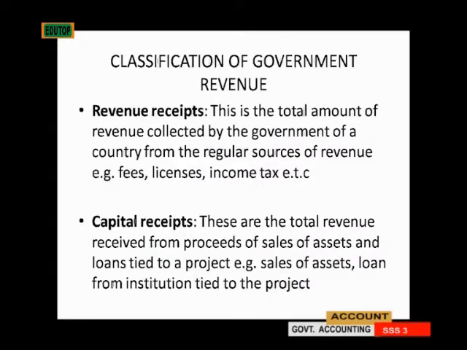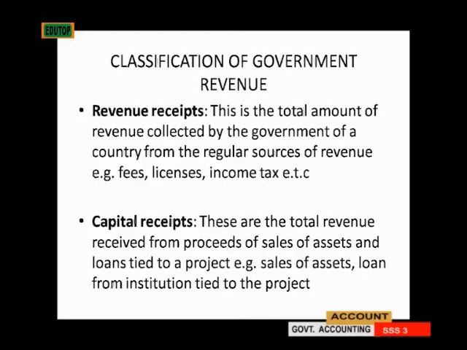Then let's talk about the classification of government revenue. As we all know that government has a revenue, it is also classified into two, which we lay emphasis on. We have only two government revenue, which is the revenue received. Now, what is the revenue received? This is the total amount of revenue collected by the government of the country from regular source of revenue, e.g., fees, license, income, tax. So we talk about the source of revenue. They are classified as it has been stated here.